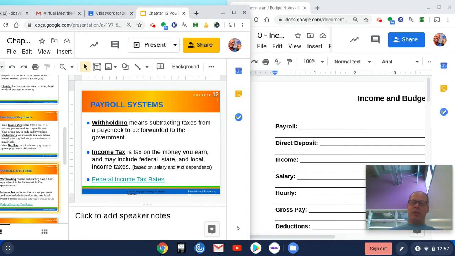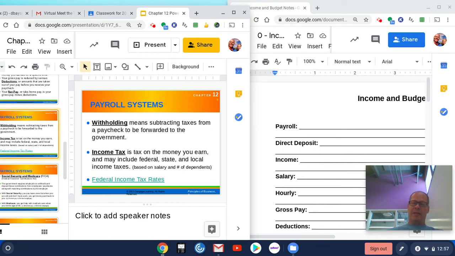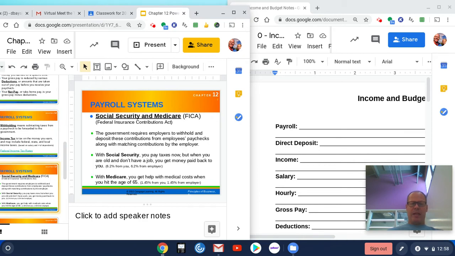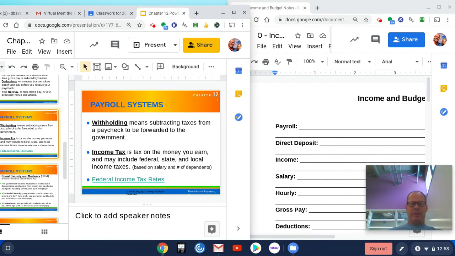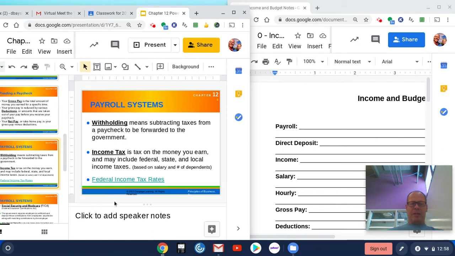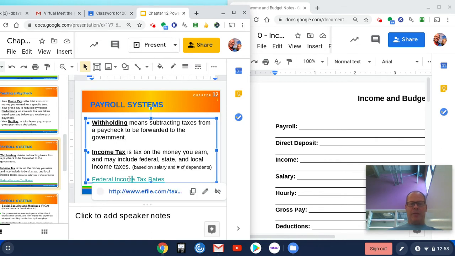Another often withholding is an income tax. The state of Illinois takes 5% out for income tax. Some states don't have an income tax. There's also federal income tax. Federal income tax is, let's go down here. Oh, it's a link to the rates here. So you might want to link to the rates.